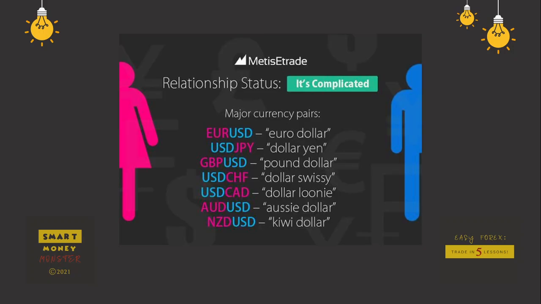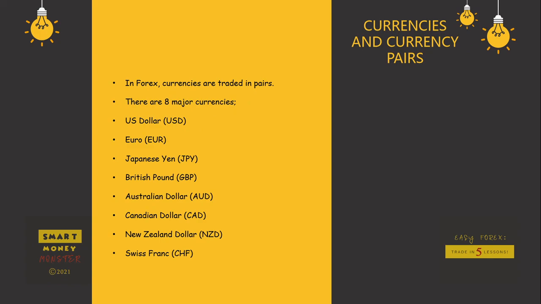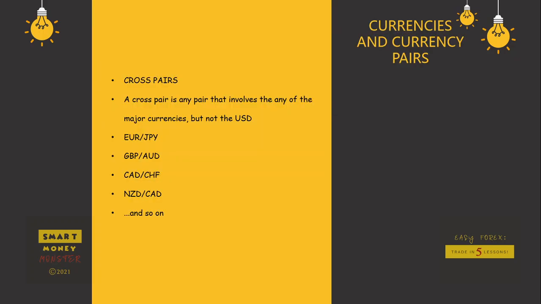Minor pair. Minor pairs, or cross pairs, are any combination of these major currencies that does not involve the US dollar. So if you pick any of these currencies that doesn't involve the US dollar, you have yourself a cross pair or a minor pair, right? So you have Euro Yen, you have Pound Aussie, you have Loonie Swiss, you have Kiwi Loonie, and so on and so forth. You can have as many combinations as possible.